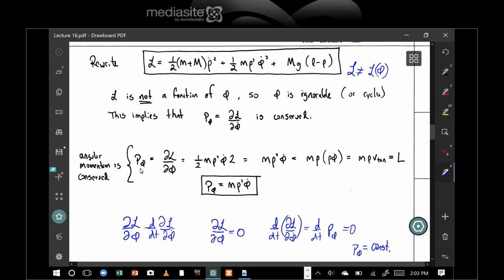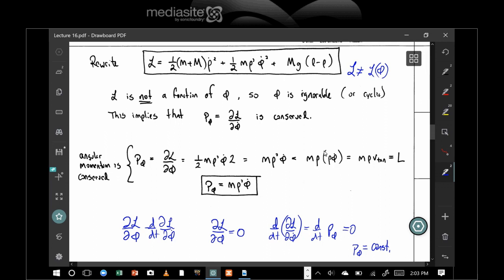Physically, what is that constant? Let's just calculate it. For p sub phi, I take the partial of L with respect to phi dot. That's its definition, and it only involves this term here. I get 1/2 m rho squared phi dot times 2. The 2's cancel out, and I get m rho squared phi dot. Now I'm going to separate that out, and I get m rho times rho phi dot.